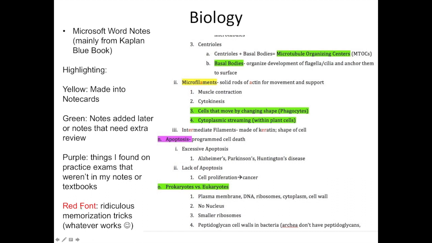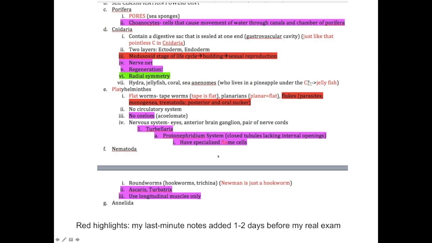Also, I used a red font for ridiculous memorization tricks. And these helped a ton because ultimately this is a multiple choice exam. So for instance, microfilaments has an A in it, microtubules does not, so that helped me to remember that these are made of actin. Intermediate filaments were made of keratin, so the ER helped me there. And you'll see a couple more of those.